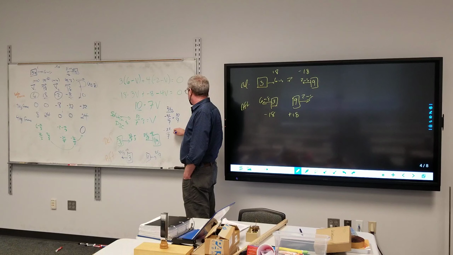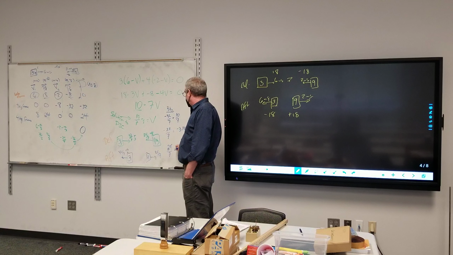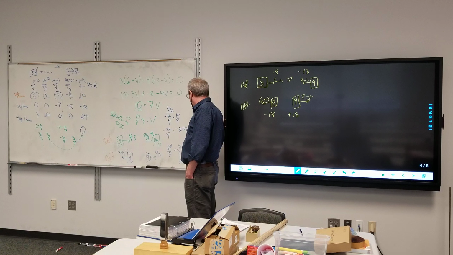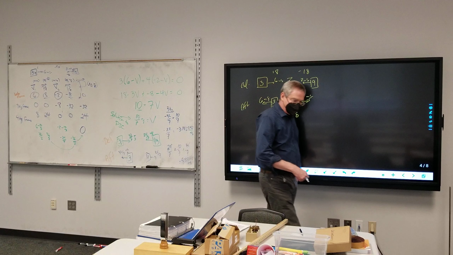Which is negative 3.142857, etc. meters per second. And for my 4 kilogram mass, it's 24/7 plus 10/7, which is 34/7, which is 4.8571. Which is the same answers that we had before.